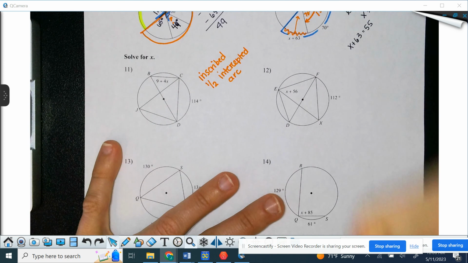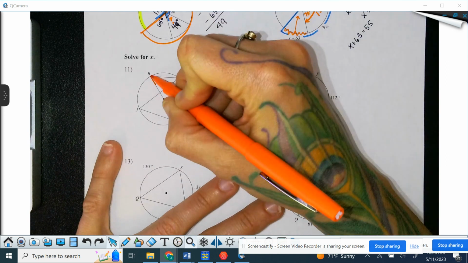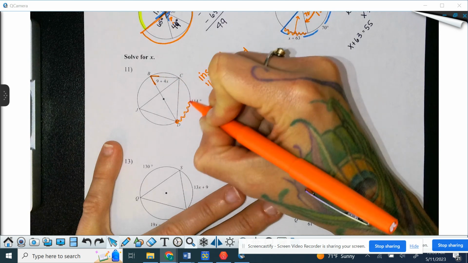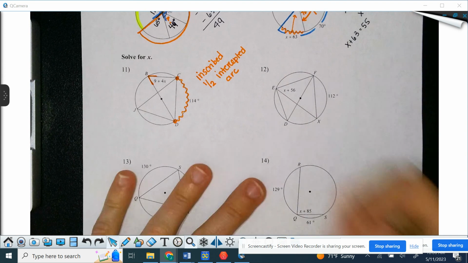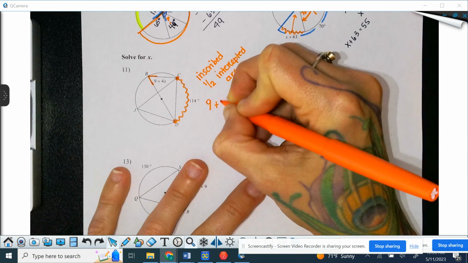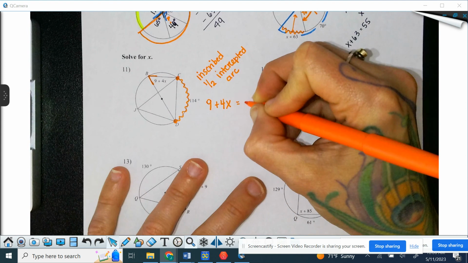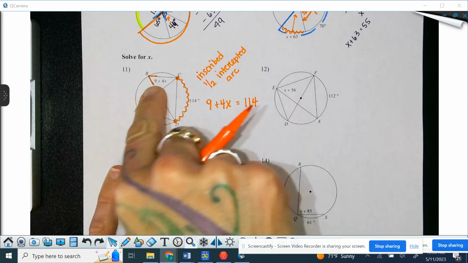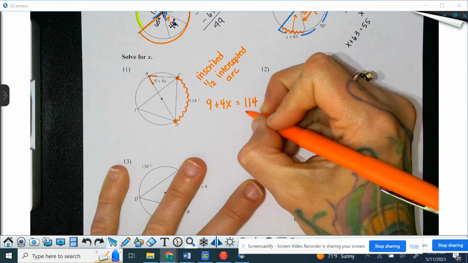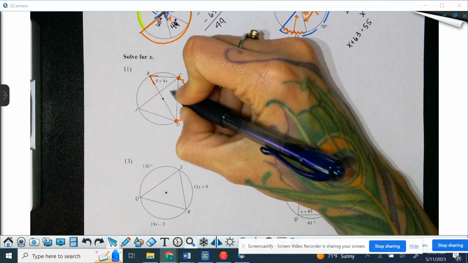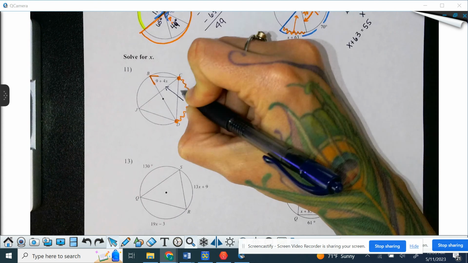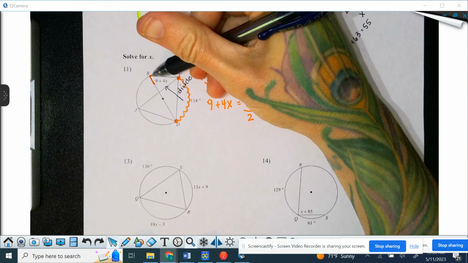So I see an x here, this angle, which intercepts this arc. Like its two legs touch that arc. The arc is 114. The angle is 9 plus 4x. So had it been central, we could set them equal. But the angle is half of the arc. So if I take the arc and divide it by 2, I can now solve this. So 114 divided by 2 is going to be 57. So you divide going in. Divide going in. Or if you want to work your way out, you can double going out.